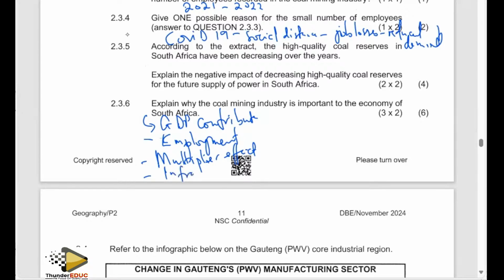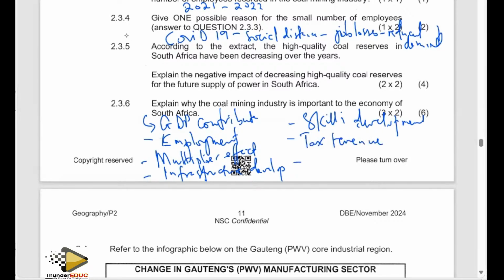You can talk of infrastructure development, like roads and railway lines, to link the mines to the market, and also to link to other important components of the mining process. Then you can also talk of skills development. Skills development is also a positive implication for the people of South Africa. The mines engage in skills development, training the different trades which are required in the mining industry. And also you can talk of the contribution of tax revenue to the government. The government gets tax revenue from the companies which are doing mining in the country.